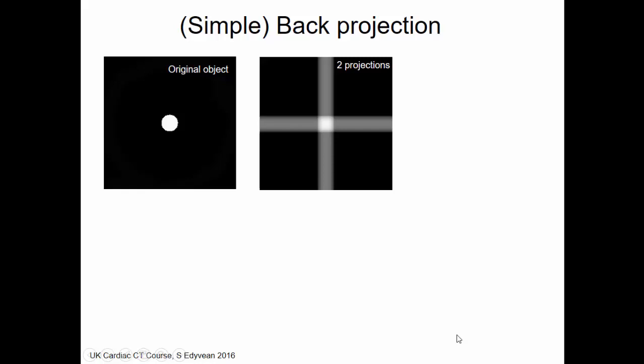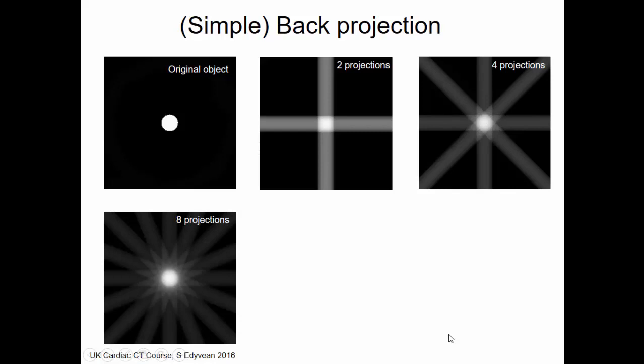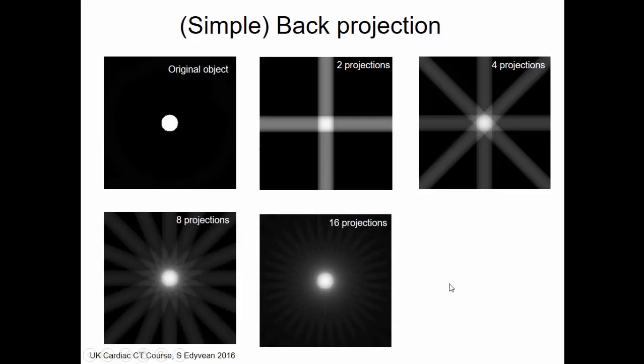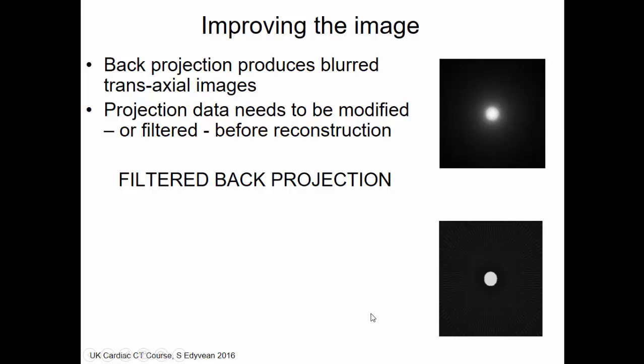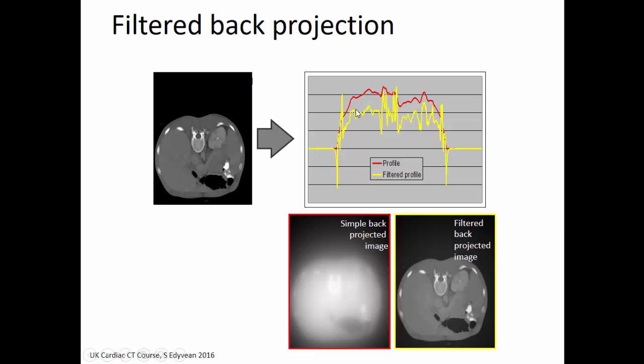And if you add on all those projections, you can see that more and more you're getting a definition of the original object. Now the problem with simple back projection, which isn't used but is just to take you through the process, is that you get a lot of blurring. So what we need to do is filter the back projections so that we can clear up those edges a little bit. Filtered back projection is where, as I said, these original projections are modified to give us the sharper image. If this is the actual attenuation profile, then in yellow is the filtered one, where we've sharpened up each of those attenuation profiles.